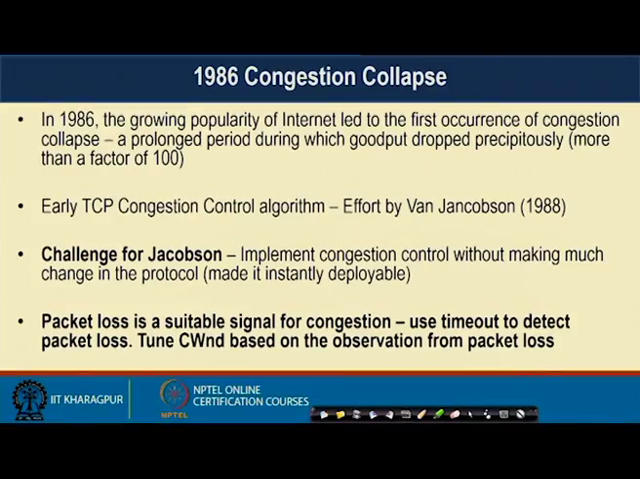So, because of the congestion, the buffer can only overflow. That way Jacobson found out that packet loss is a suitable signal for congestion. So, you can use the timeout to detect the packet loss and then tune the congestion window based on the observation from packet loss. The moment you observe a packet loss, it gives you an indication that there is some occurrence of congestion in the network, because of which the packet was lost, which you have detected from a timeout.